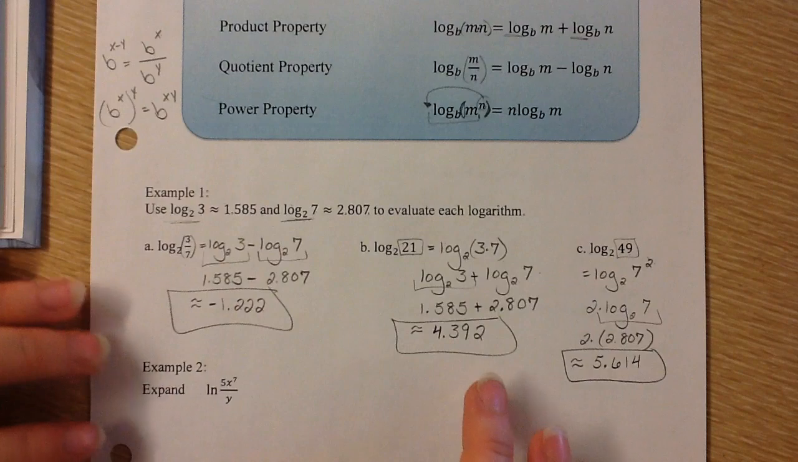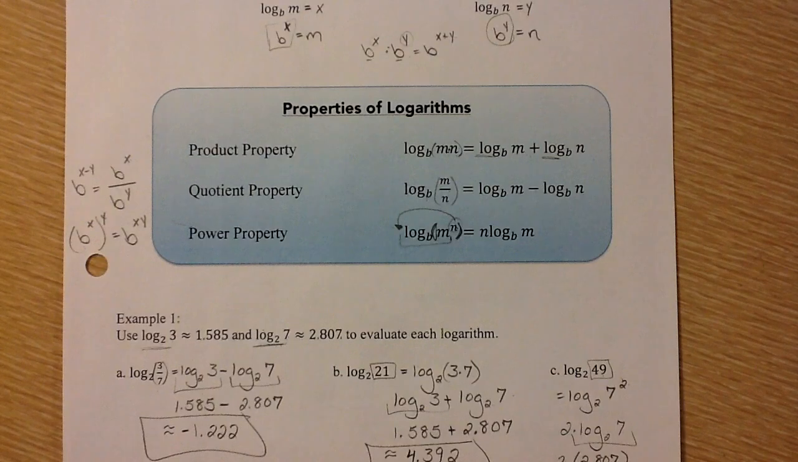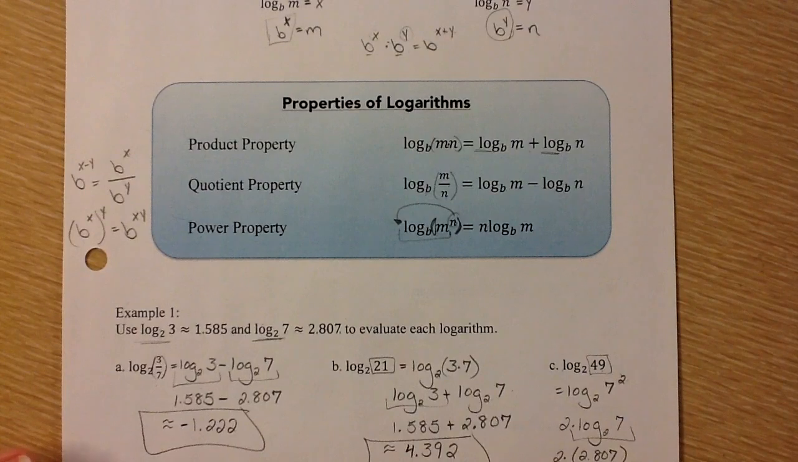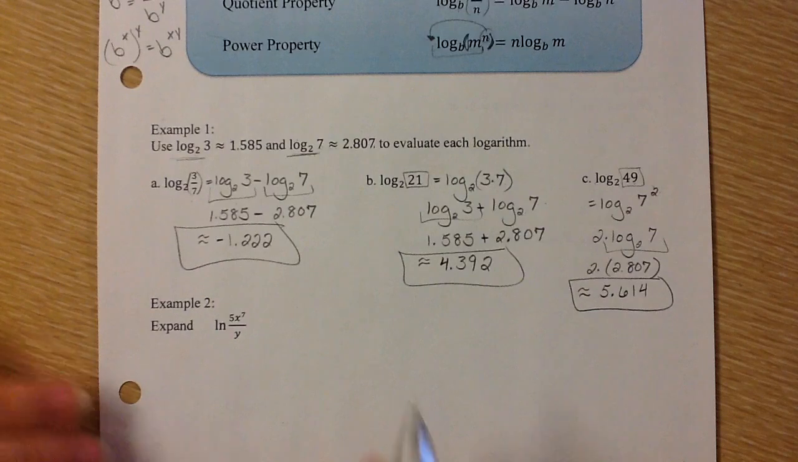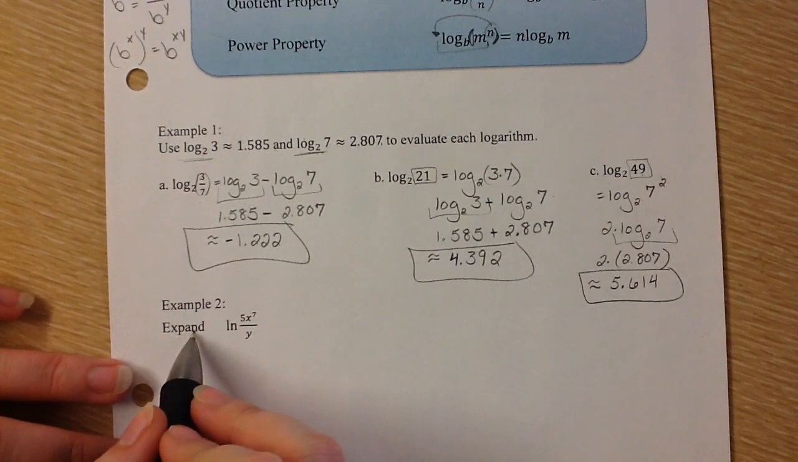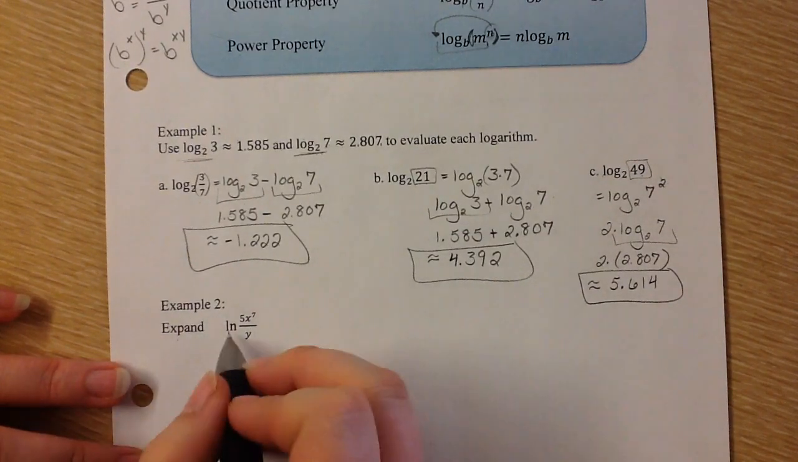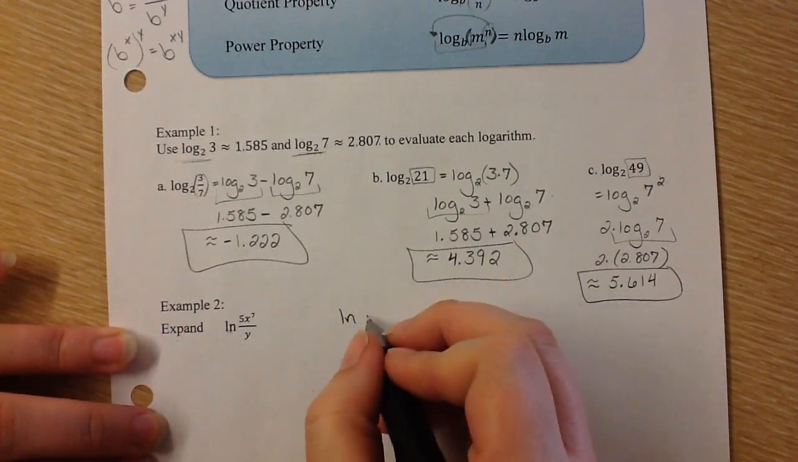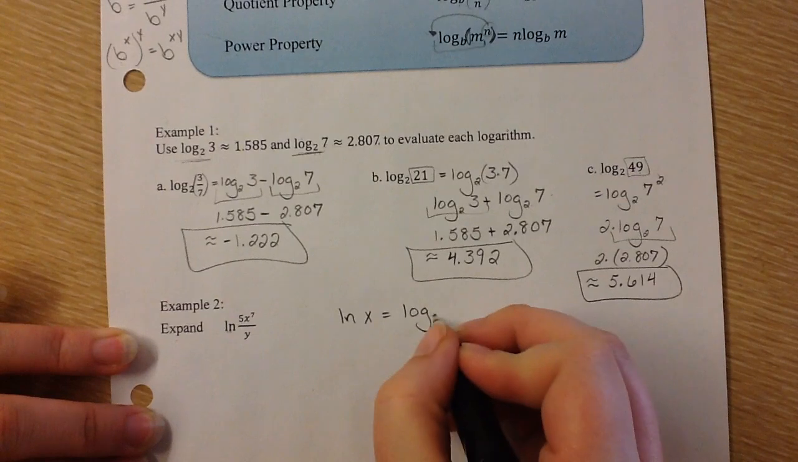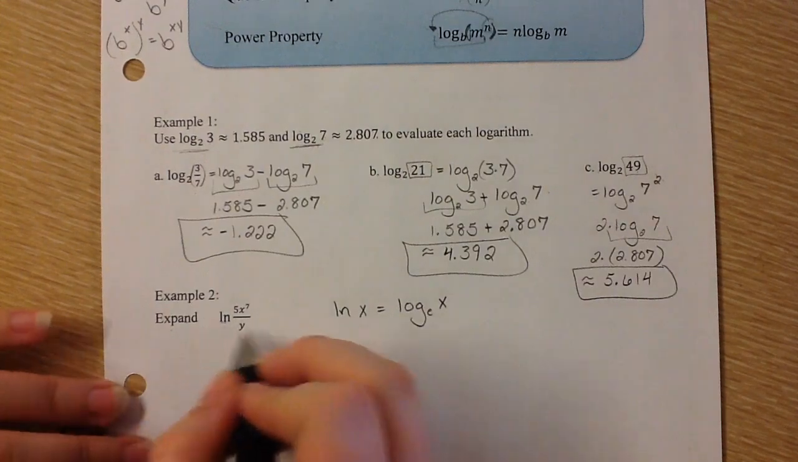All right, another useful way of using these properties of logs is to expand or condense logs. The reason we do this, you'll see in the next section or two when we start solving logs. So we're going to take this and expand it. What I mean is I want to write it as a bunch of separate logs. Right now, this is a log base e. Remember, natural log of x is the same as log base e of x. It's just a shortcut way of writing base e, the natural log. And we want to split it up.